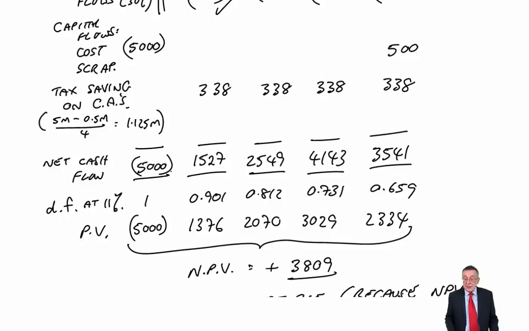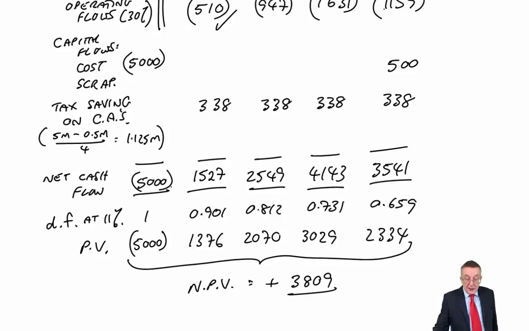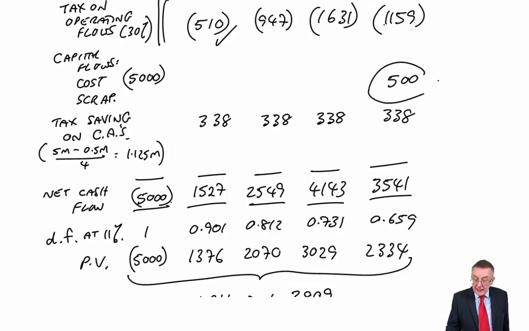The level of sensitivity determines how worried we are about the individual item. For instance, the scrap value: I'm not bothered much at all. I don't need to do arithmetic. Even if the scrap value fell by 100% and was zero, you can see for yourself the NPV would still be positive. We're not really worried about that at all. It's completely insensitive.